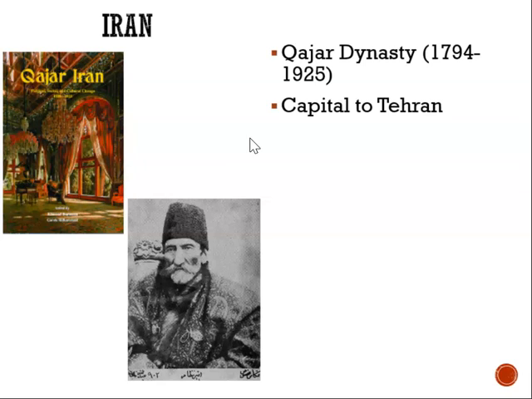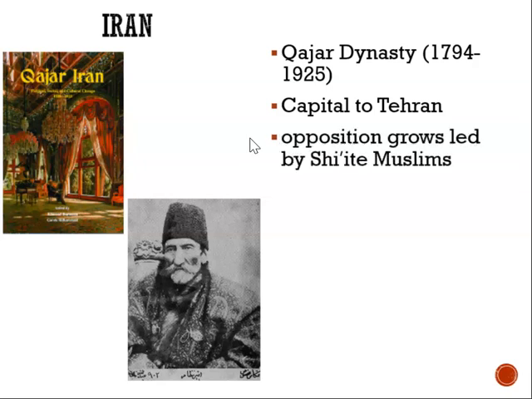Iran has an interesting history. It has a dynasty that forms. It's a part of the Ottoman Empire originally, but it begins to gain some independence and have its own dynasty, moving its capital to Tehran. And you can see the Qajar dynasty here. Because they are Shia Muslims, there are a lot of Shia Muslims there, and they grow in opposition to this dynasty, which was coming out of the Ottomans. The Ottomans are Sunni Muslims.